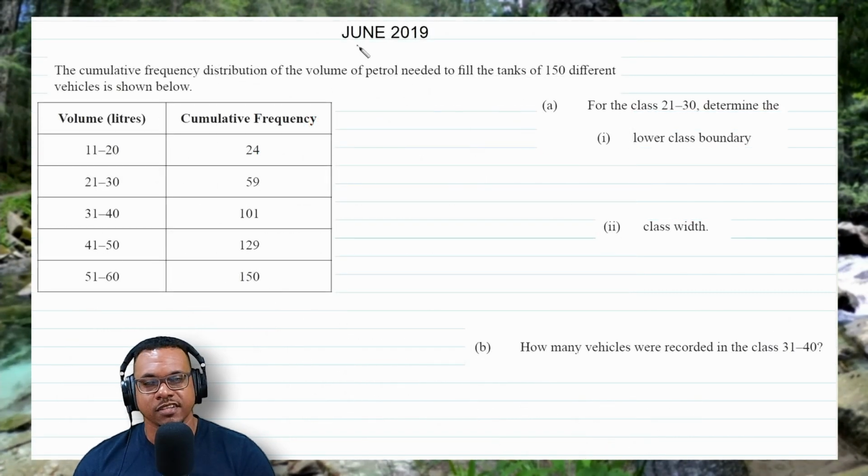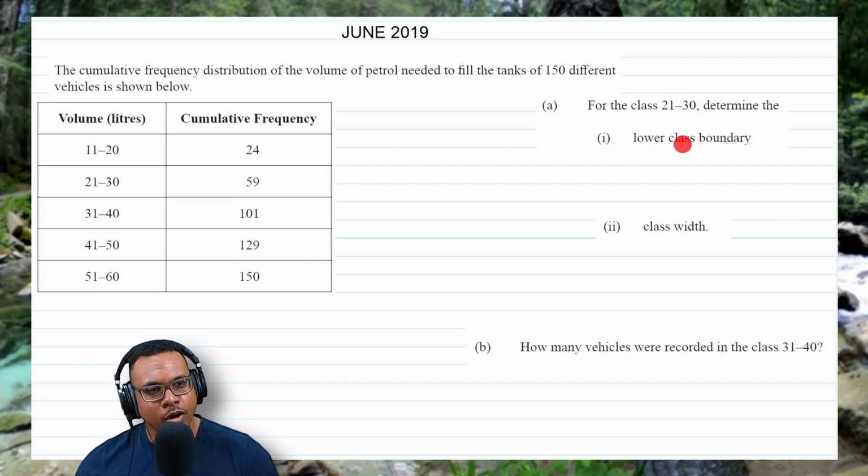So moving on to question 5 for June 2019, we have the cumulative frequency distribution of the volume of petrol needed to fill the tanks of 150 different vehicles shown below. All right, so what we have here is volume, and what we have here is cumulative frequency. Now for part A, for the class interval 21 to 30, they want us to determine the lower class boundary. So 21 is your lower class limit and 30 is your upper class limit.